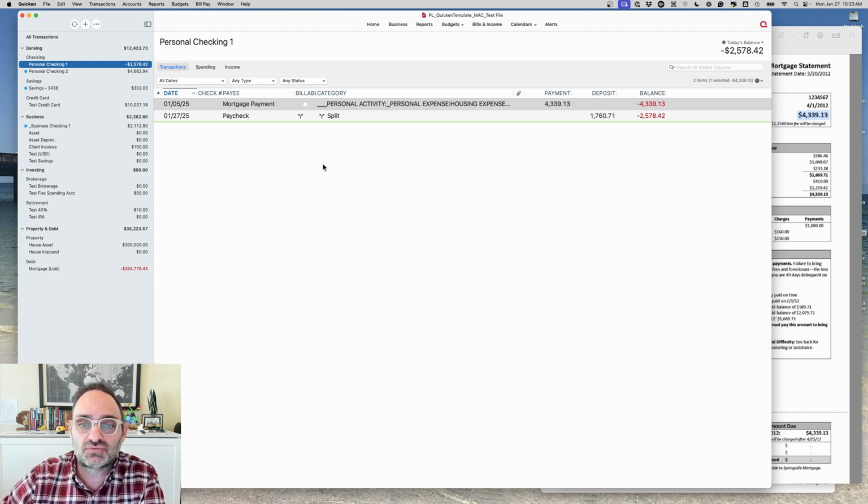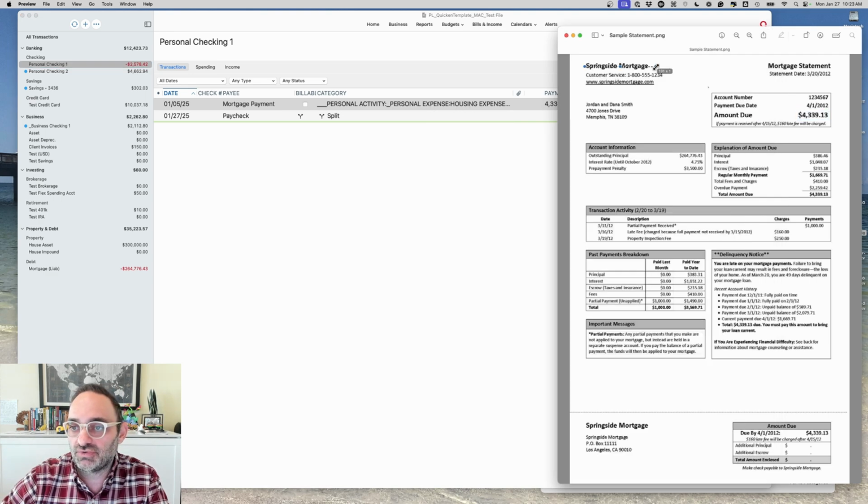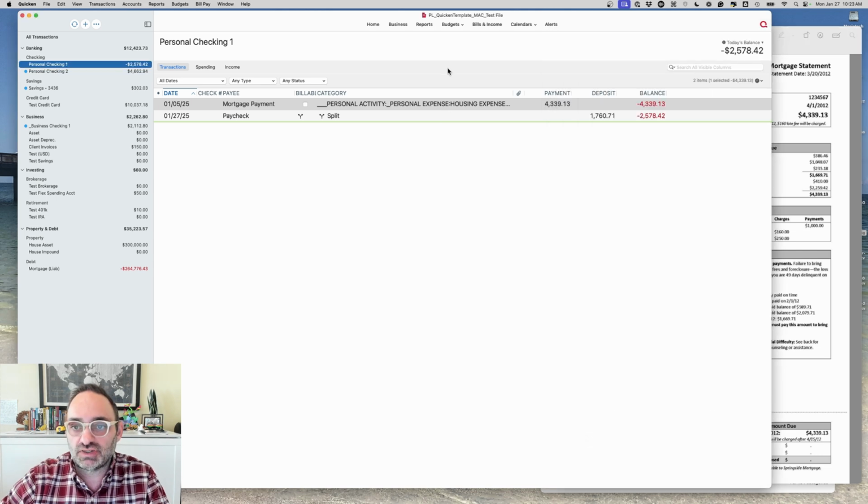Now, it might be the case for you when you first deal with your mortgage payment that you're starting quick and you've downloaded a bunch of transactions, and the actual transaction from the bank came through, and it maybe said some gobbledygook in the name, like the bank information, or maybe you saw Springside Mortgage, if that's your mortgage company, in there, and you're like, oh, that's my mortgage payment. What do I do with it? So here we go.